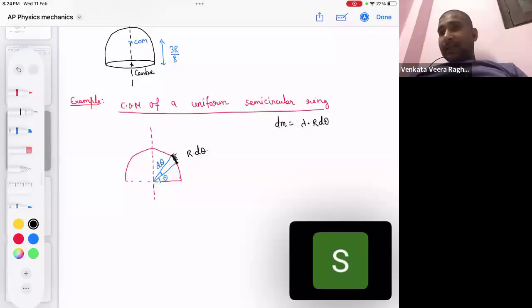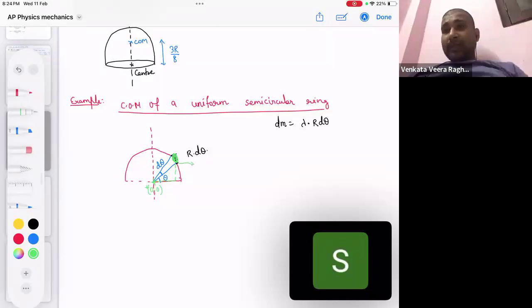That is the small amount of mass this element is having. Now, if I ask you about this element, it's a small element, na? I can treat it like a particle. So if I ask you what is the coordinate of this one, this is the origin, right? This is the origin. You can take it to be 0, 0.